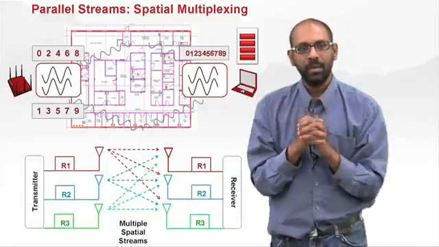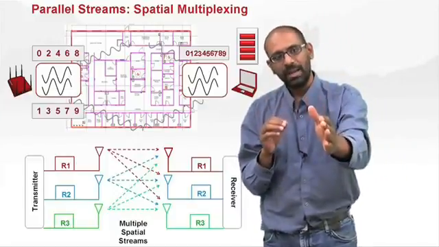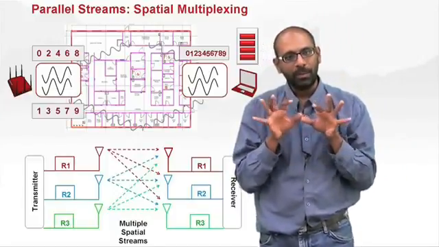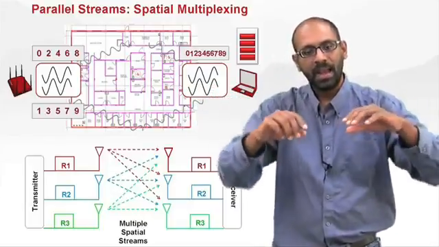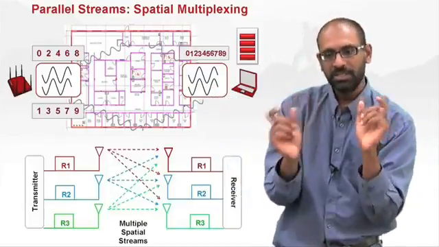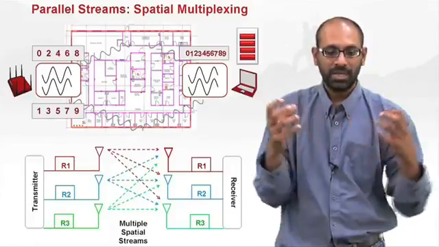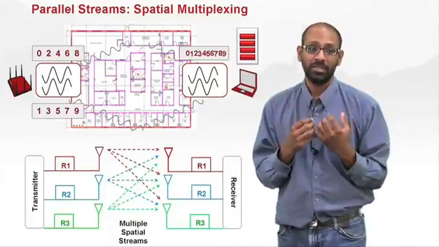Now the concept is the same, wherein rather than transmitting one stream at higher and higher data rates, we try to parallelize the number of streams and make sure that different information is encoded in each of these streams so that at the receiver you get a rich mixture of all of these.